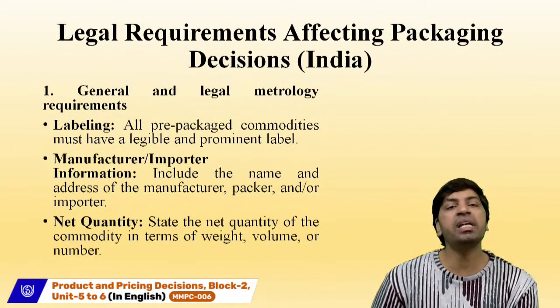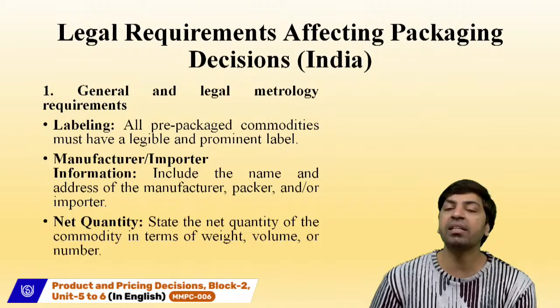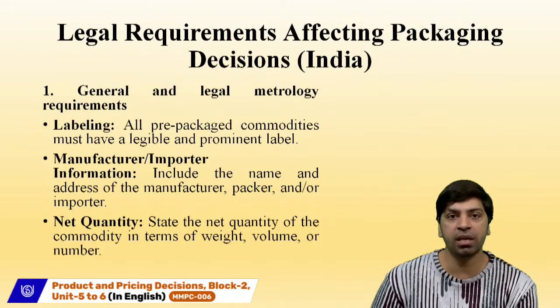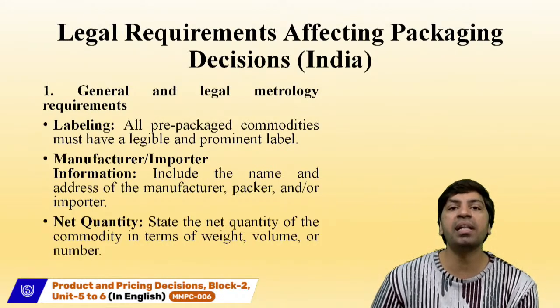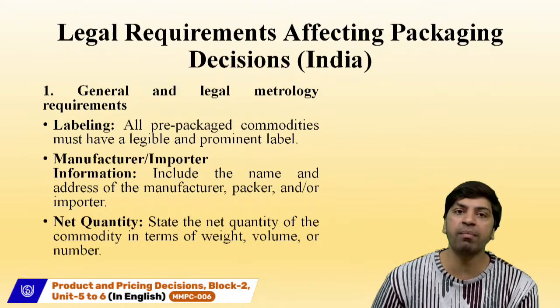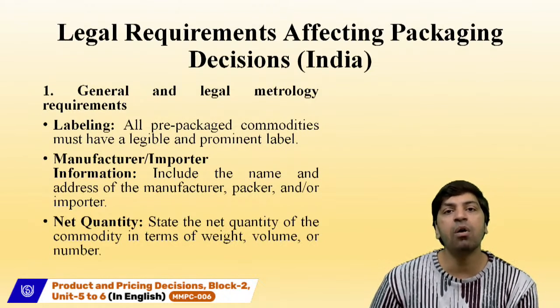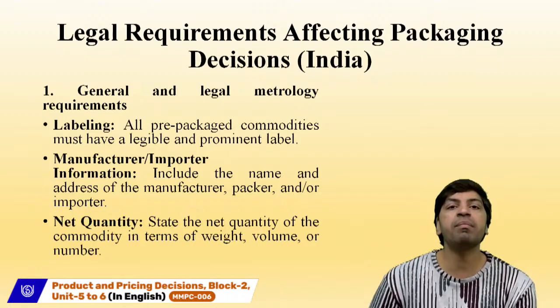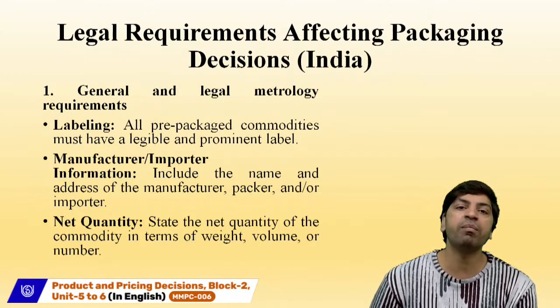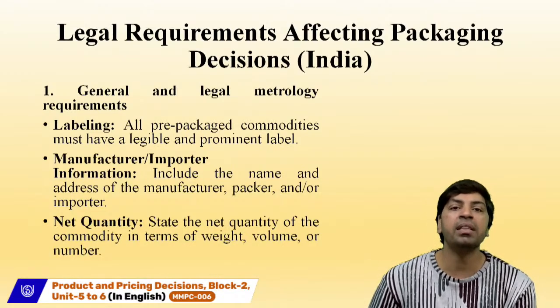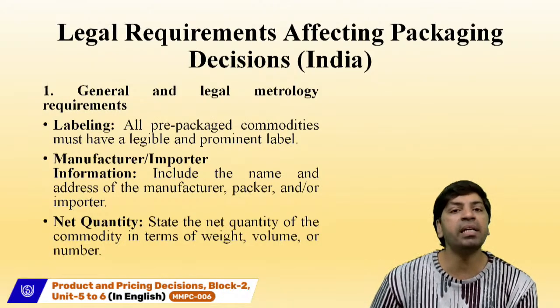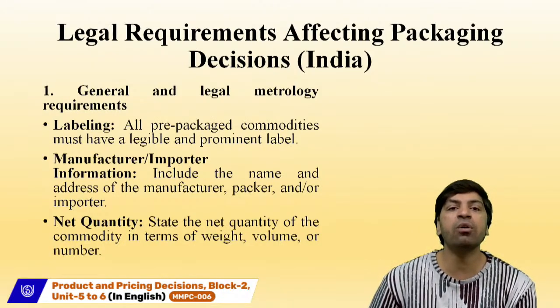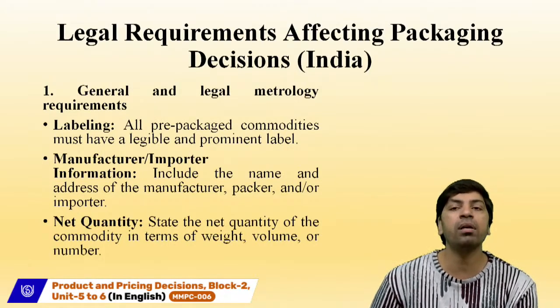What are the legal requirements which affect packaging decisions in India? The first one is the Legal Metrology requirements. Here, labeling: all pre-packaged commodities must have a legible and prominent label. Next is the manufacturer, and important information must be included on the packet. Next is net quantity. It states the net quantity of the commodity in terms of weight, volume, or number.